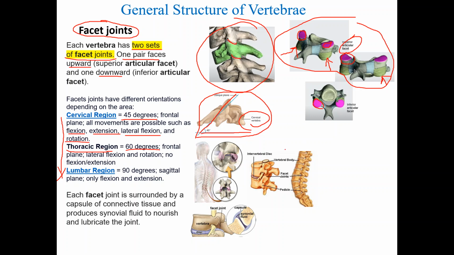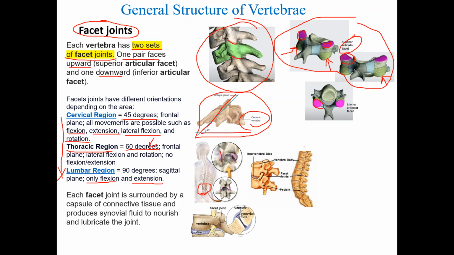And here, again, 60-degree angle. Now the other region that has very particular orientation of these facets is the lumbar region, in which these facets are almost oriented with a 90-degree angle, okay, and this allows only for flexion and extension in this area, okay.